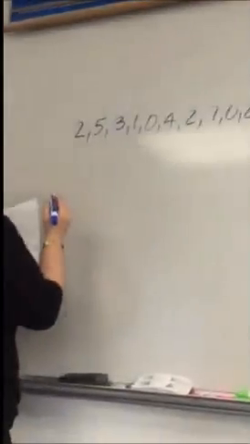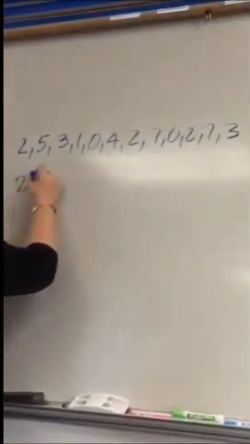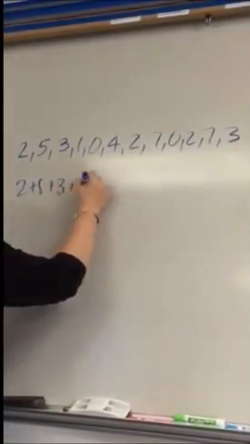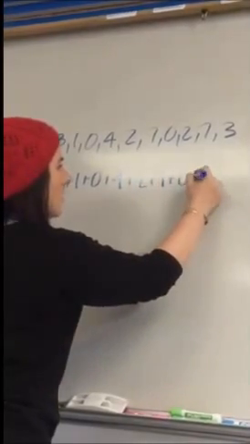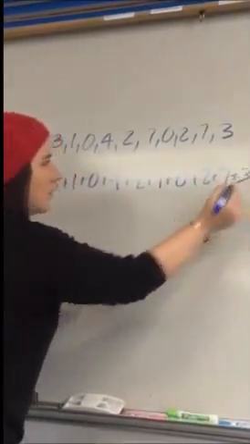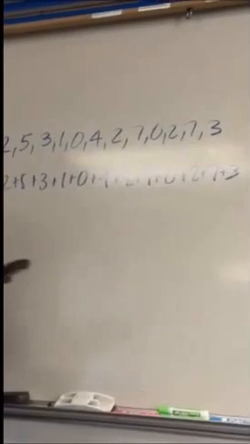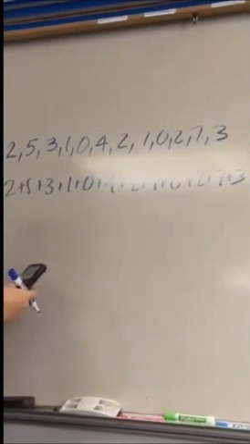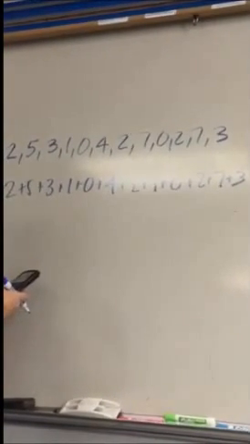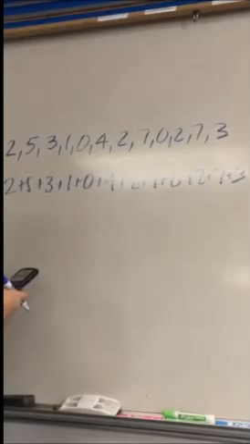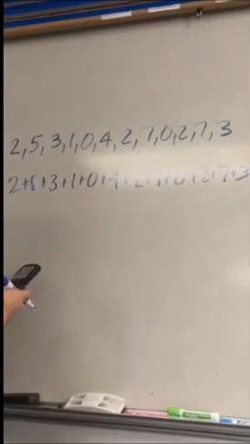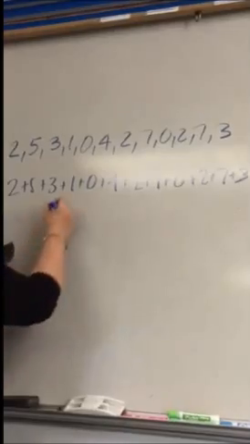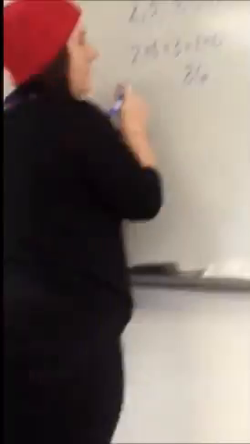So first I need to add them all together. So 2 plus 5 plus 3 plus 1 plus 0 plus 4 plus 2 plus 7 plus 0 plus 2 plus 7 plus 3. Use our calculator to add them all up. I get 36, and then I need to divide by the number of numbers.